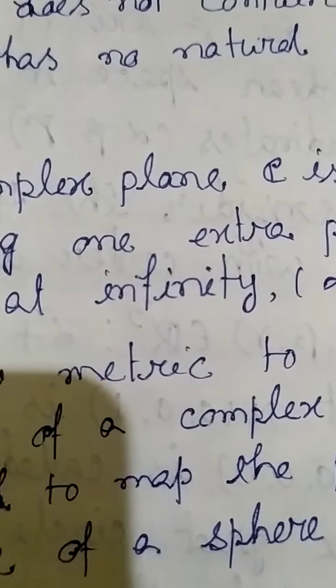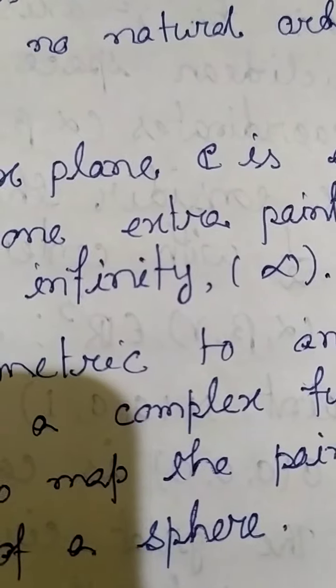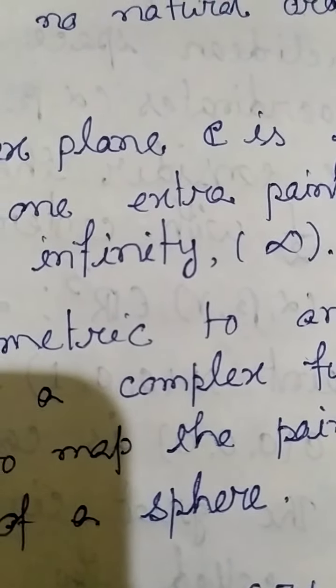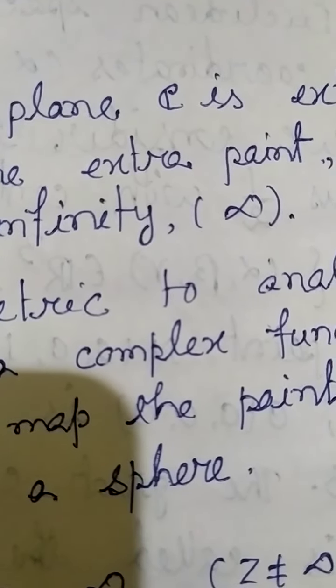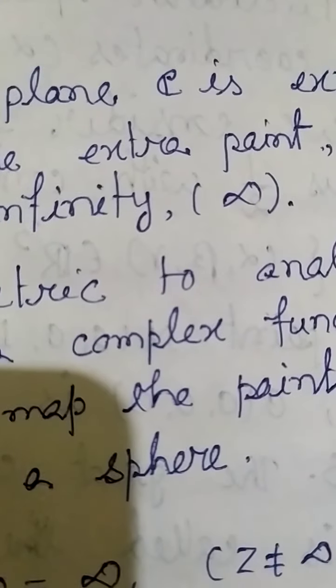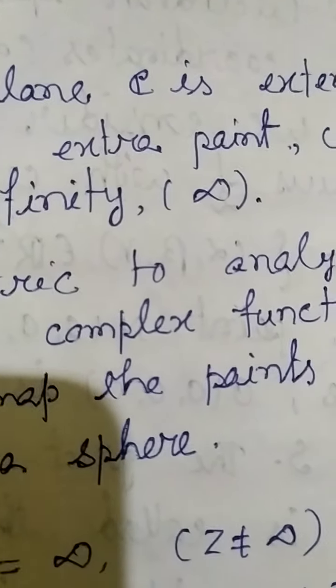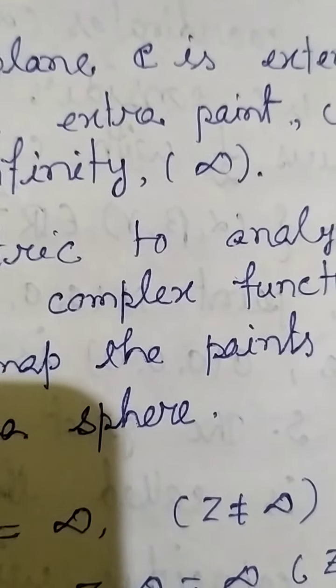So if you remember from real analysis, in the set of real numbers, or the real line, there are actually two infinities. One is plus infinity, and the other is minus infinity. Any real number lies in between minus infinity and plus infinity.